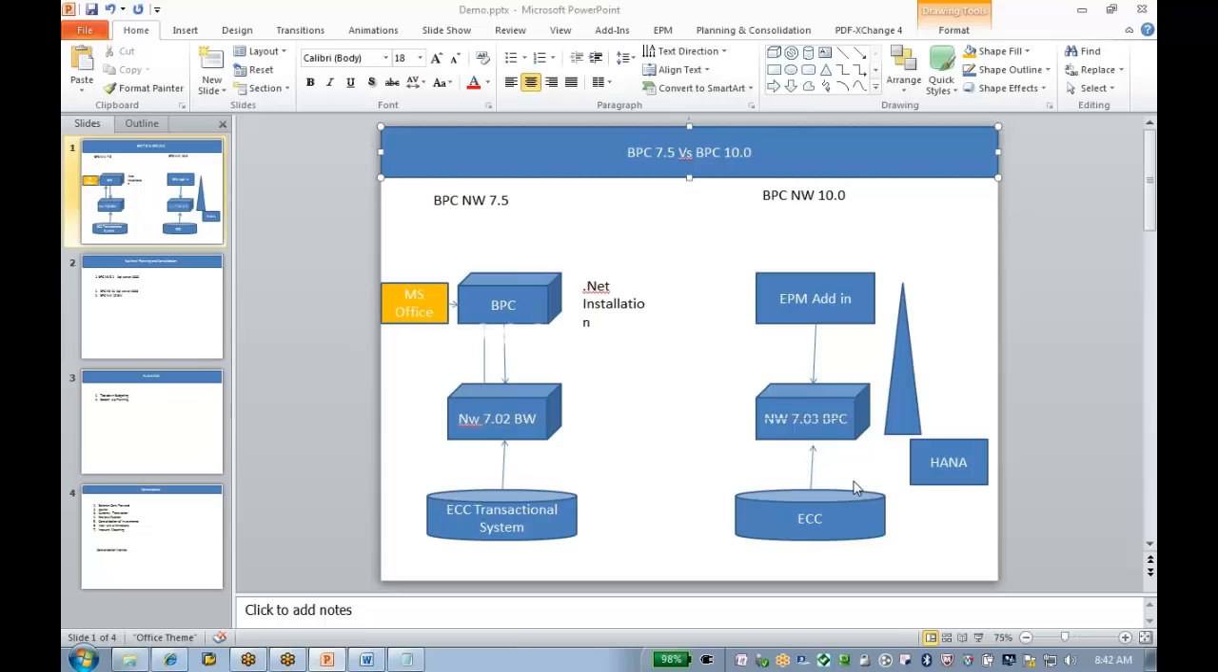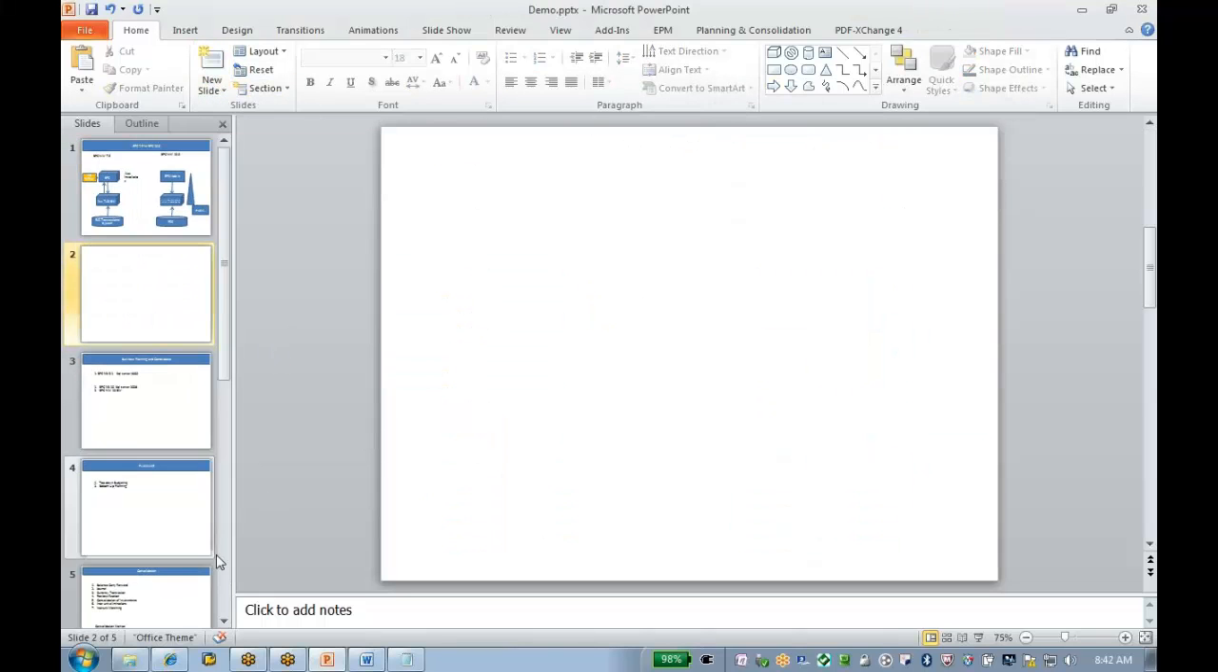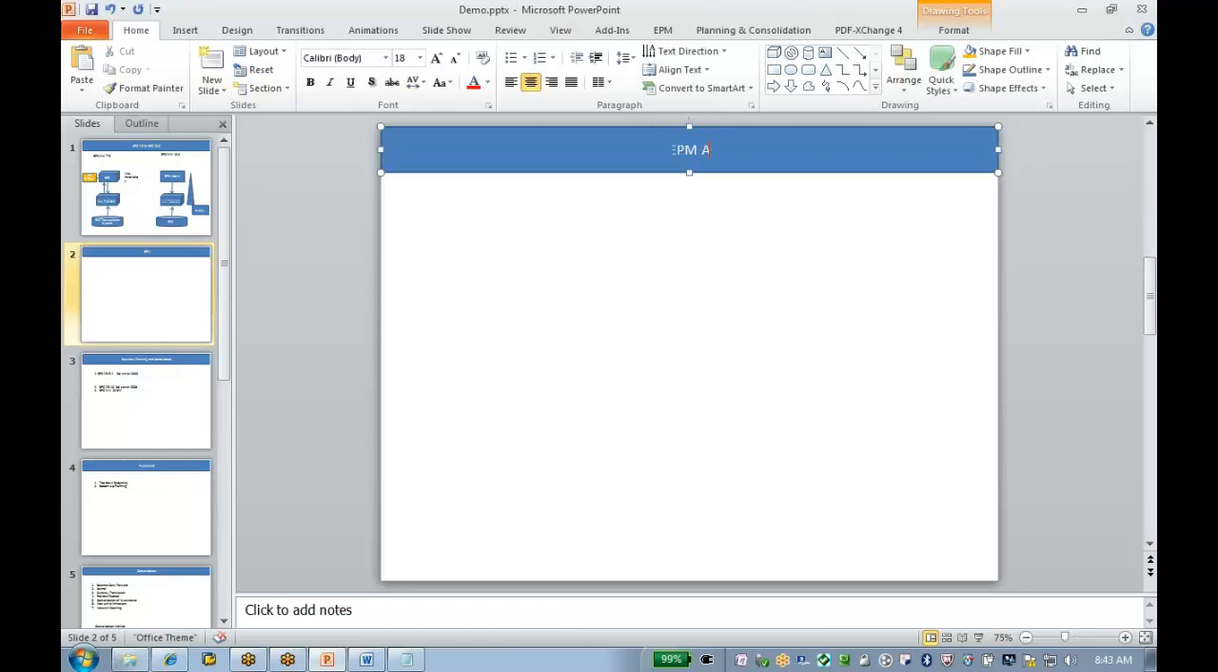If you see BPC 10, this .NET installation is not there at all. It is removed. BPC is added in the NetWeaver installation. The application is added in NetWeaver, and we have something else called the EPM add-in. Using the EPM add-in, we can connect to BPC NetWeaver 7.3. So what is EPM? You have to know what the EPM add-in is.